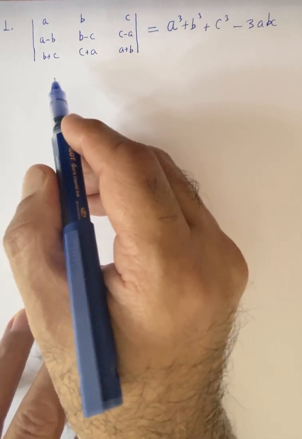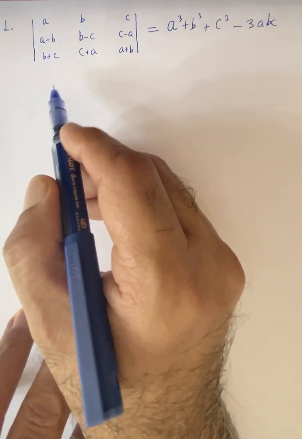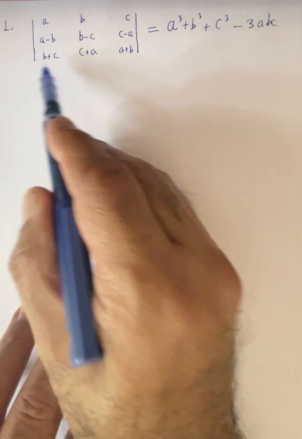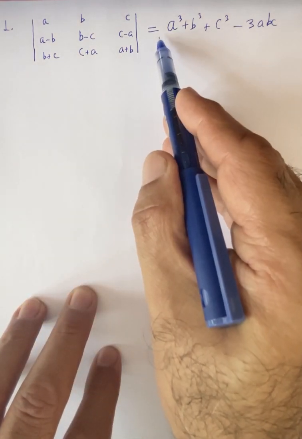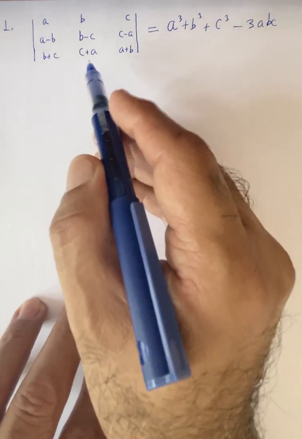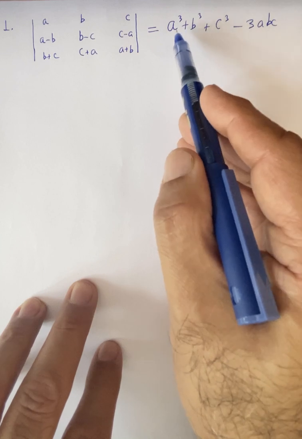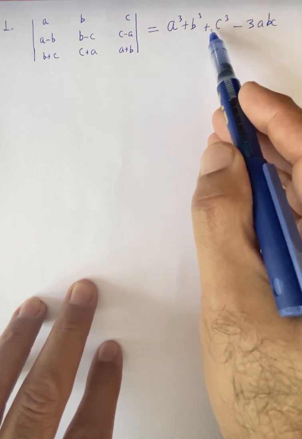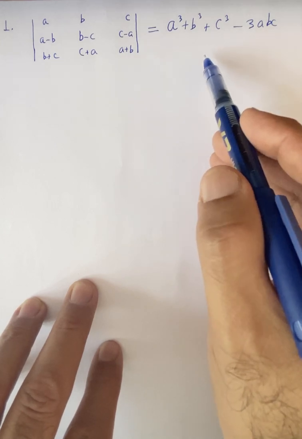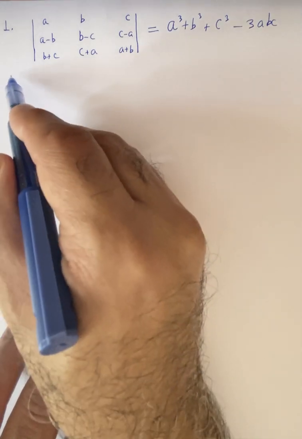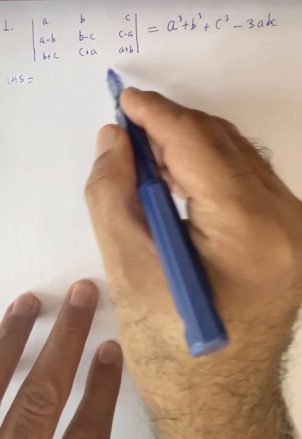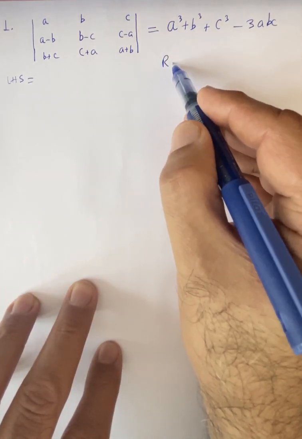Let us continue with properties of determinants. Here in the first question we have to prove this determinant is equal to a cubed plus b cubed plus c cubed minus 3abc. We know one of the factors of a cubed plus b cubed plus c cubed minus 3abc is a plus b plus c. So starting from the left hand side, we change R3.